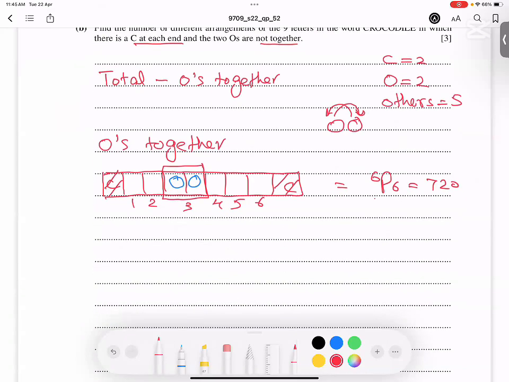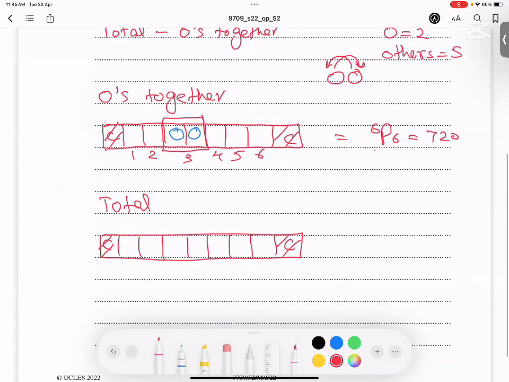Now we talk about the total options. How many total options do you have? So total options we have, same concept. Okay. 1, 2, 3, 4, 5, 6, 7, 8. Starting C, ending C blocked. And now O's can be not together. One may be here, or maybe here, like that.